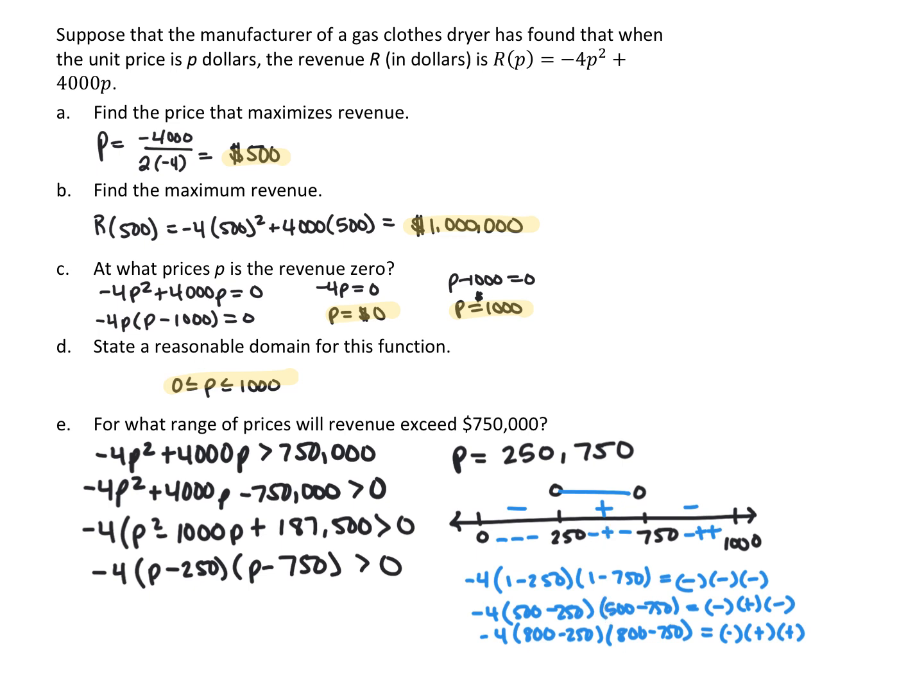And then for between 750 and 1,000, I plugged in 800. And again, the -4 is still negative, and then the 2 other terms are both going to be positive. So 1 negative makes the entire thing negative. And then I want where this thing is greater than 0. So I want where it's positive, which is going to be the section in the middle between 750 and 250. So my answer is going to be between $250 and $750.